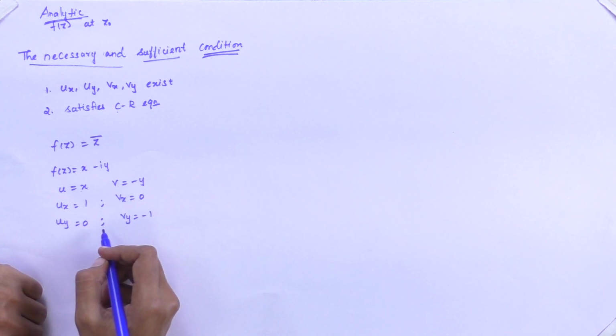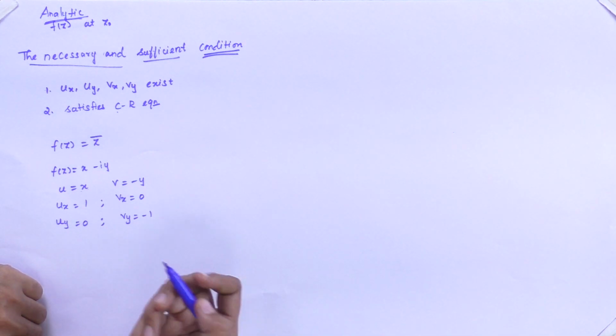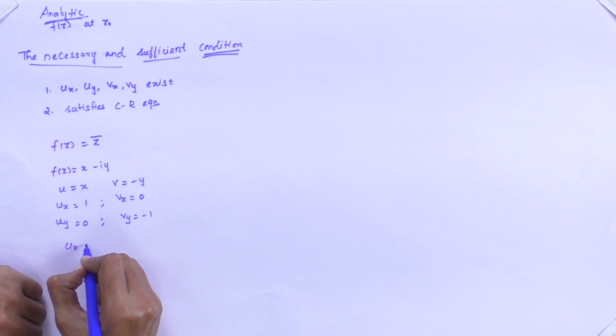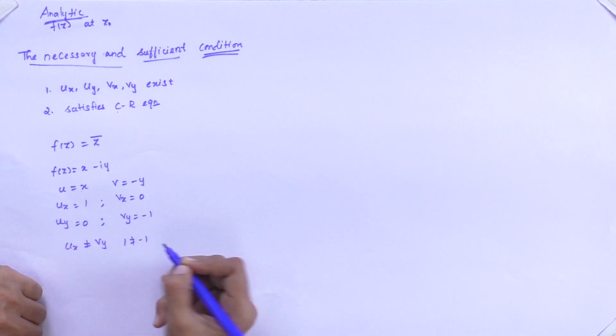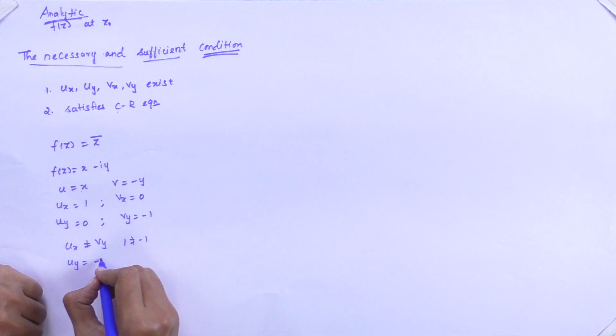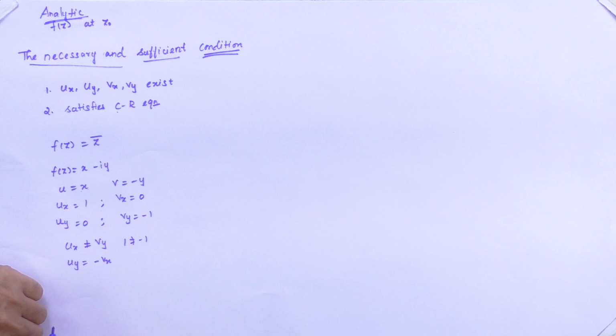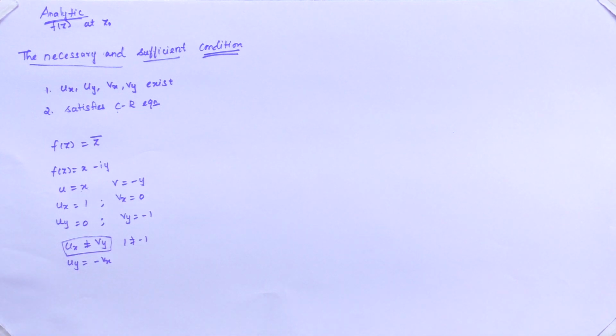So the partial derivatives exist, but let us check whether this satisfies the CR equation or not. ux is not equal to vy because 1 is not equal to minus 1, but uy is equal to minus vx. Though one equation of the CR equations is not satisfied, therefore the given function f of z equal to z bar is not analytic.